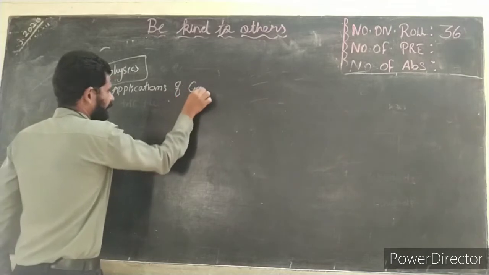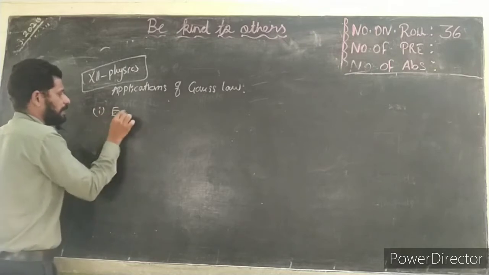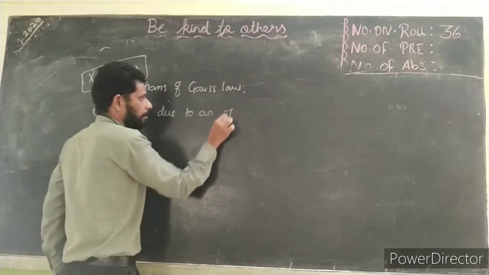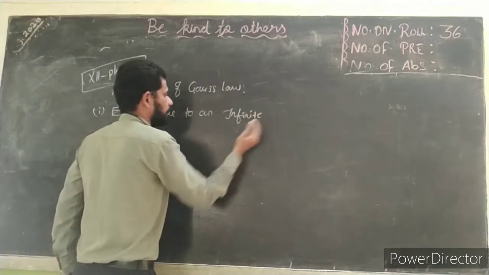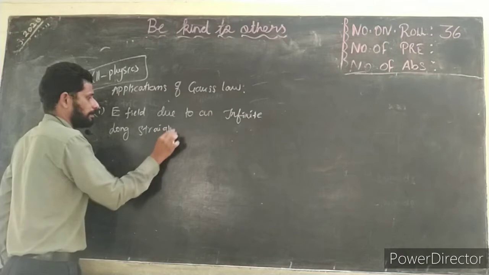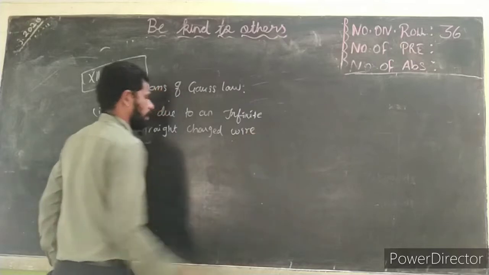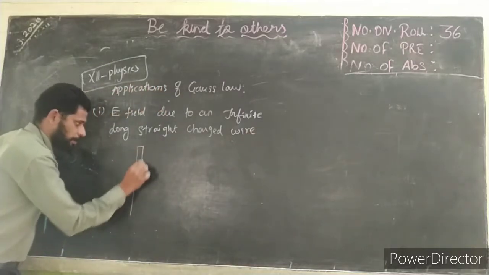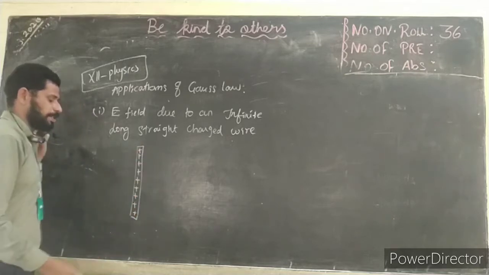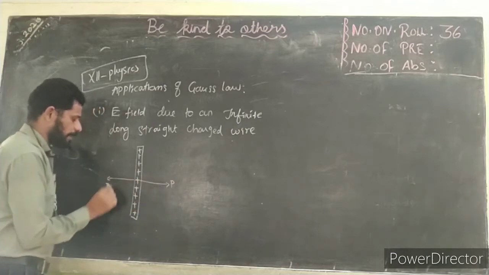Applications of Gauss law. Now, the first one: the electric field due to an infinite long straight charged wire. Now I have one charged wire which has only positive charges. The positive charges are always pointing away.